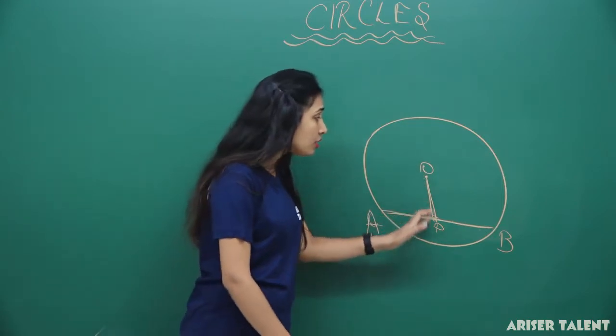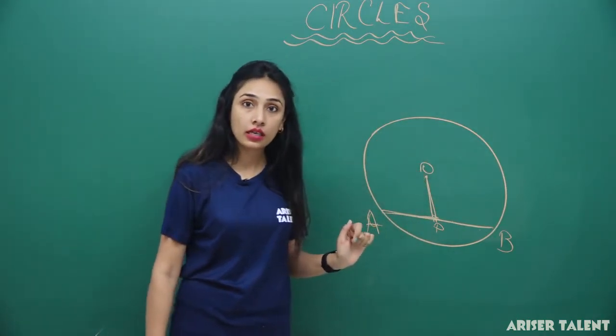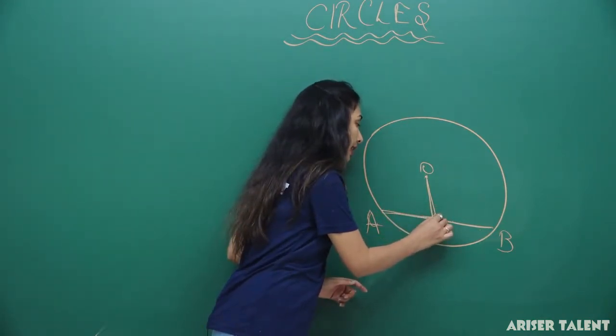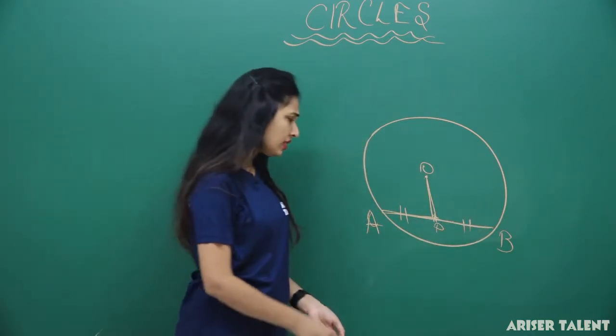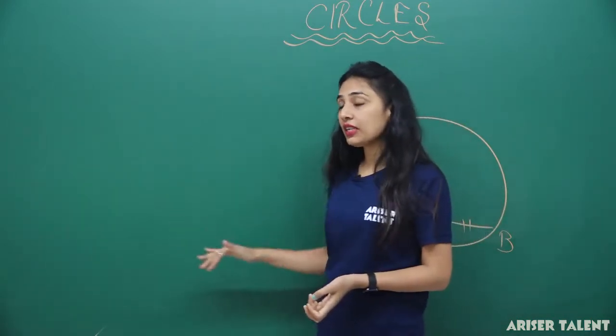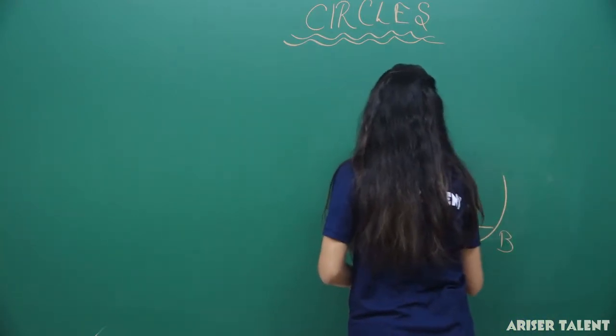Similarly, if OP is perpendicular from the center of the circle to any chord on this circle, then it will also bisect this line in two equal halves. Obviously, bisecting means in two equal halves. So all this we have covered in our previous lecture.